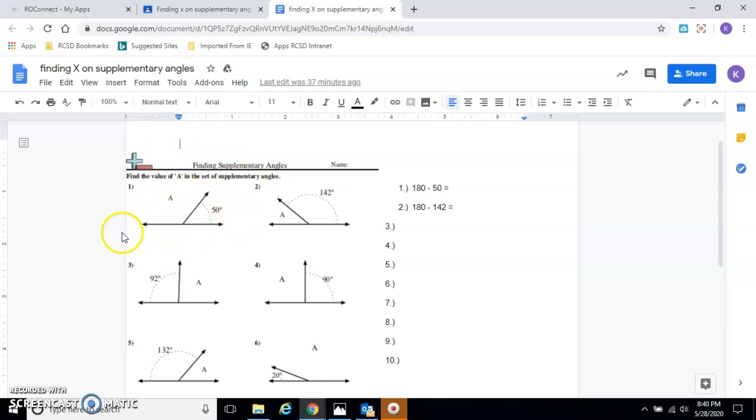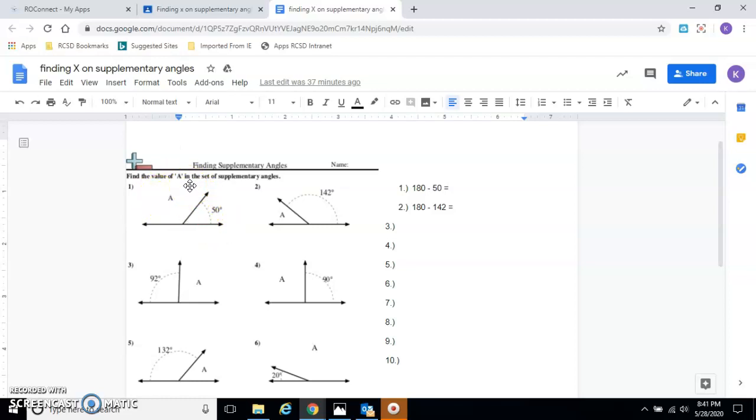I'm looking at problem number 1, and I see that this is a supplementary angle. It makes that straight line, and it shows us that this angle right here, that arc, is 50 degrees. We need to find A, which is going to be this other arc over here. To figure out what A is, I'm going to take the 180 degrees that we know we have total, take away that 50 degrees, and I'm going to be able to find out what A is.